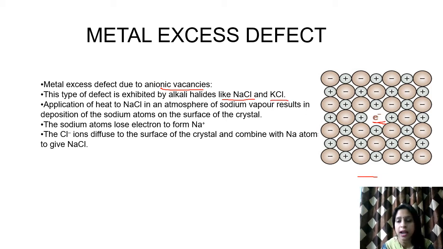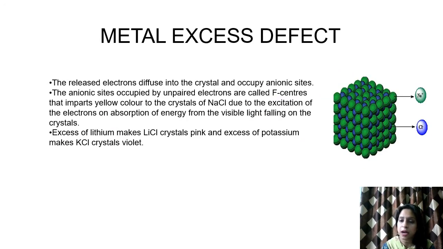That means we can say the alkali halides can show this type of defect. When we place NaCl in an atmosphere of sodium vapors, it usually results in the deposition of sodium atoms on the surface of the crystal, due to which the sodium atom loses its electron to convert into Na positive, whereas the chloride ions present in the crystal diffuse to the surface of the crystal and combine with the sodium atom to give NaCl. In such cases this type of defect arises.